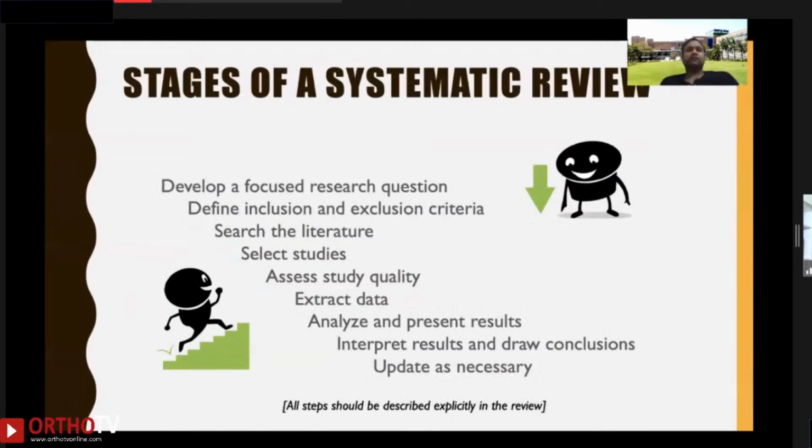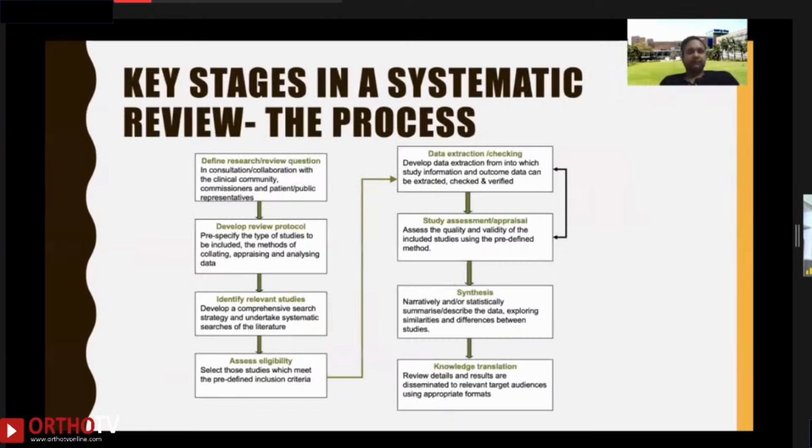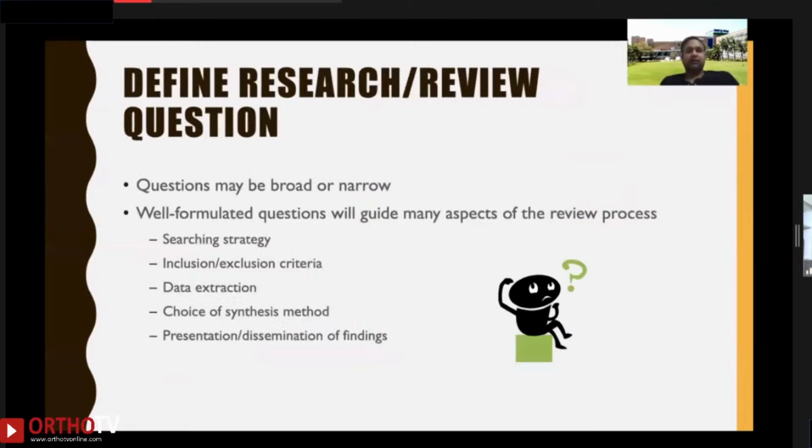If we look at the stages of a systematic review, you first formulate a focused research question, then you define your inclusion and exclusion criteria, then you search the literature, you select the studies, you assess the quality of those studies, then you extract the data from those studies, you analyze, and then you interpret results, and then you keep on updating it however it is necessary. So we will just see how to go about the different steps.